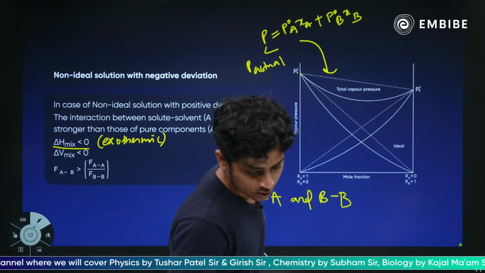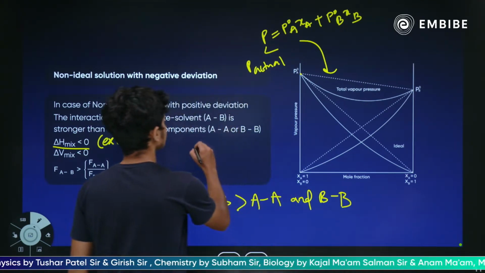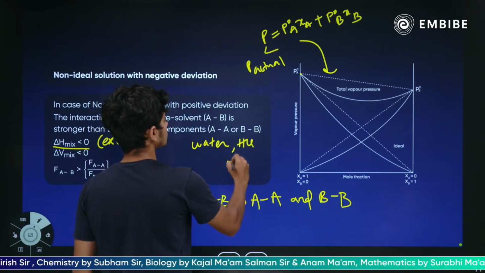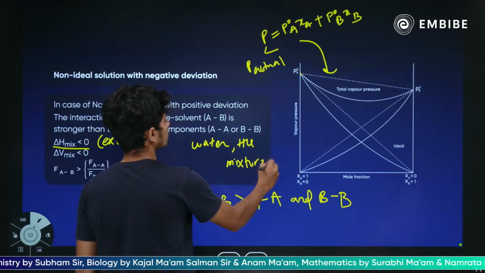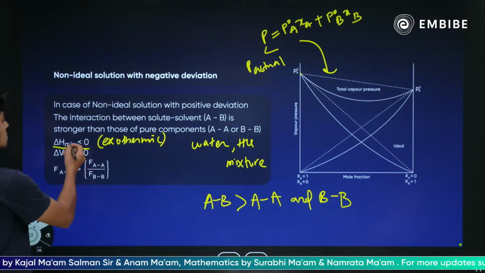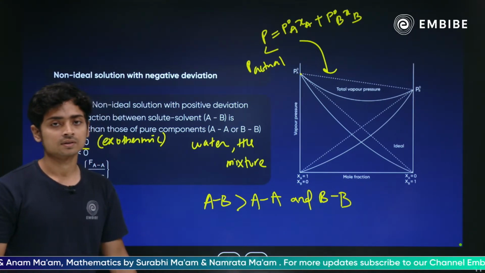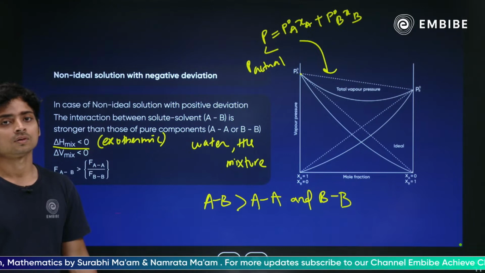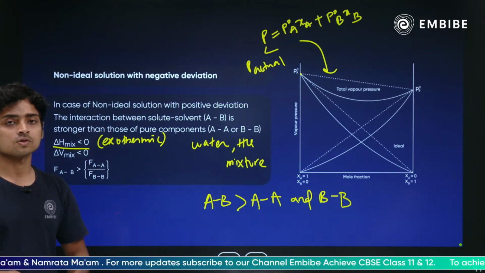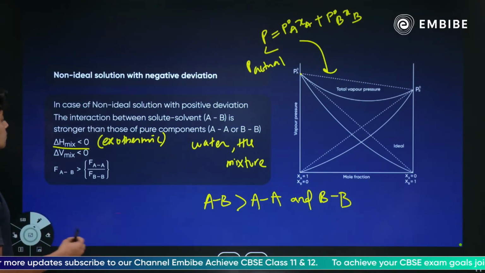For negative deviation you can give the example of a water and HCl mixture, which shows negative deviation. Just see this delta H mix: if delta H mix is less than 0, it will be exothermic. That's your point for now. Again, experimentally you can see that a container containing the solution should show a delta V, which is your delta V mix.